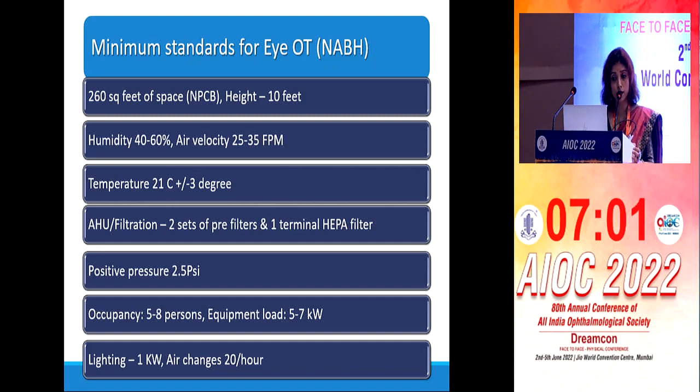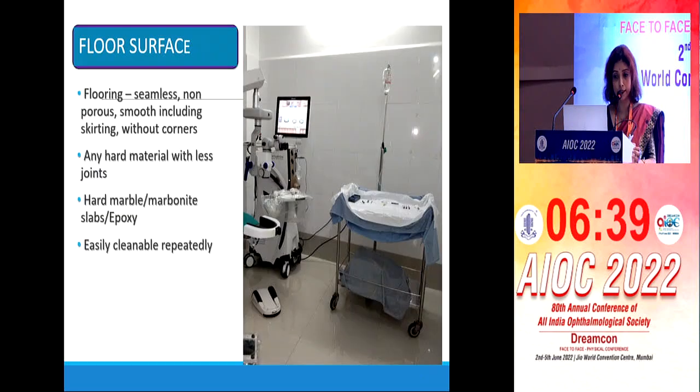These are the minimum standards for an OT given by NABH, 260 square feet of space, but AIOS guidelines have made this 160 square feet provided the number of persons working in the OT is 4. Humidity again 40 to 60%, temperature 21 plus minus 3 degrees. Positive pressure, occupancy should be limited, and it should have sufficient lighting.